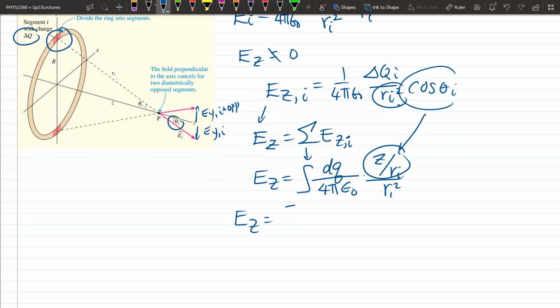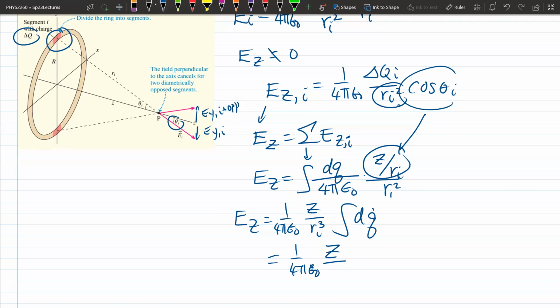And this is a very important point: I'm just going to write it out, 1 over 4 pi epsilon naught, z over r_i to the third power. All of those are constants, and so the only thing you're integrating is the integral of dq. Who knows the answer to what is the integral of dq over the ring if the total charge is Q? It's just Q. If you add up all the charges, they have to add up to the total charge. So 1 over 4 pi epsilon naught, z over r_i to the third power, times the total charge Q.